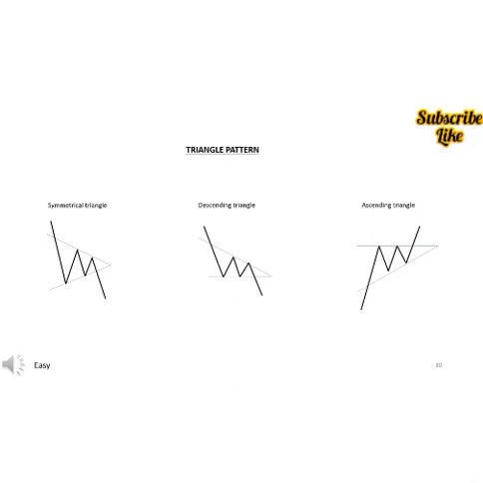Symmetrical triangle. The symmetrical triangle is mainly considered to be a continuation pattern that signals a period of consolidation in a trend, followed by a resumption of the prior trend. It is formed by the convergence of a descending resistance line and an ascending support line. The two trend lines should have a similar slope, converging at a point known as the apex. The price will bounce between these trend lines, towards the apex, and typically break out in the direction of the prior trend.